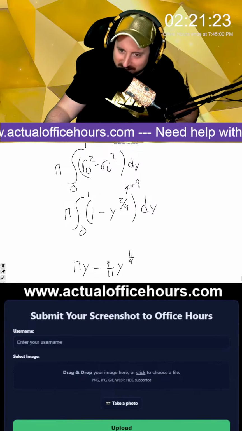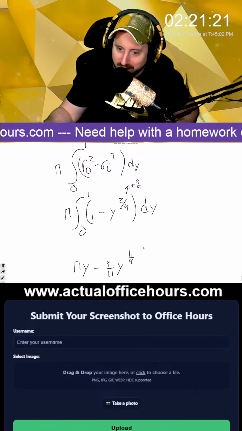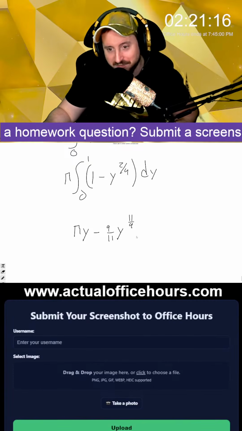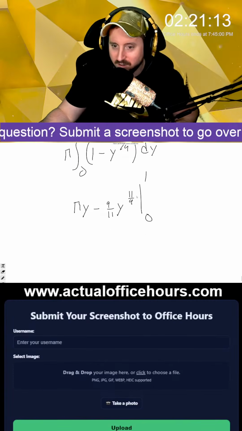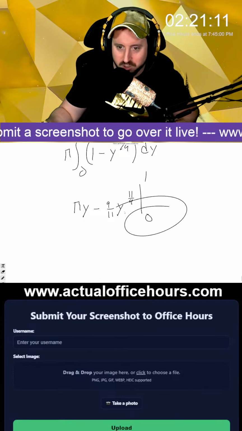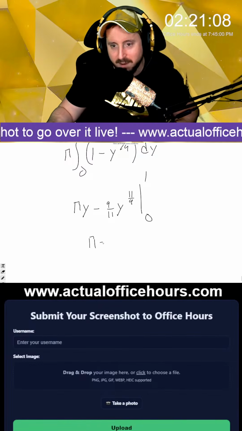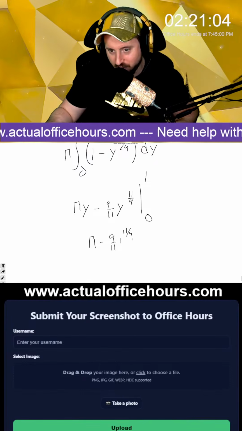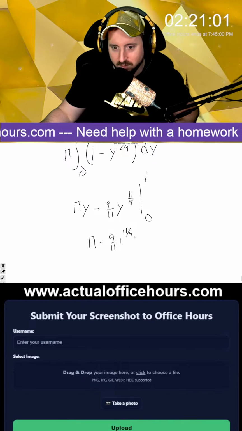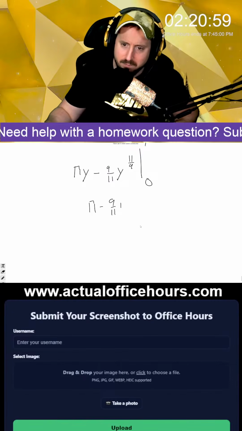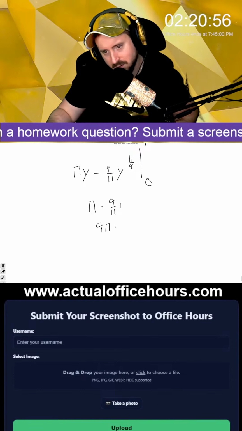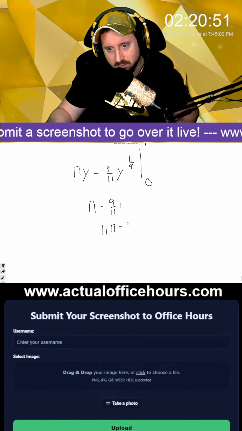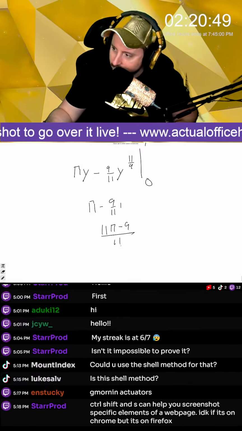You have to add, right, this is adding 9 over 9, which gets you 11 over 9, but then you divide by the new power. Okay. All right, but then this is evaluated from 0 to 1. Plugging in 0 doesn't do anything, so you just plug in the 1. So you get pi minus 9/11ths, 1 to the 11/9, which is also 1. So it's 11 pi minus 9 over 11. I think that's what that is, yeah.